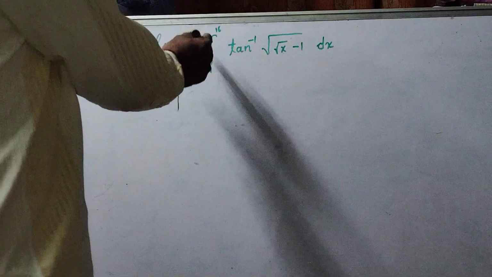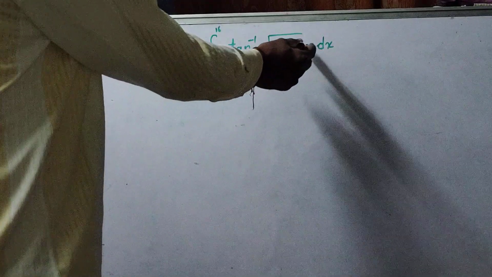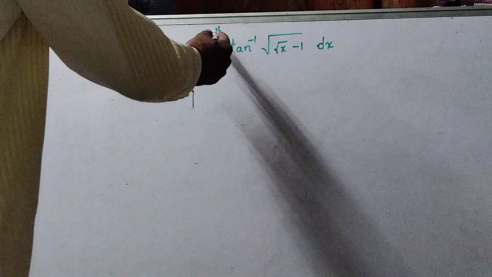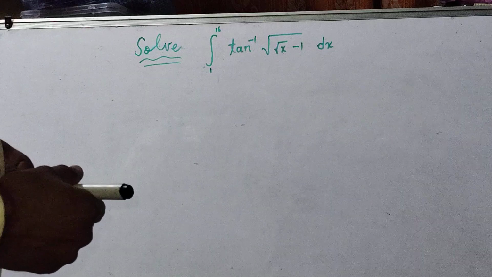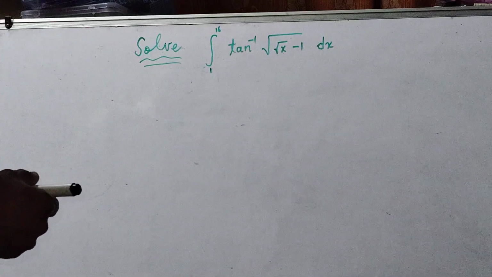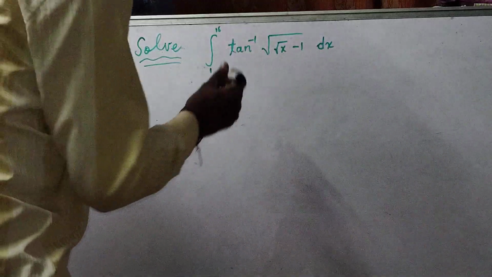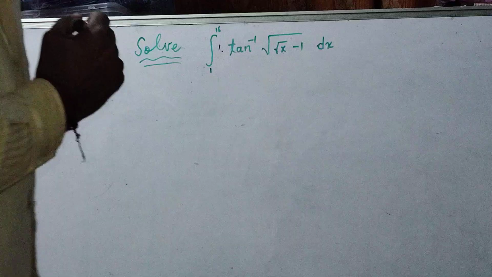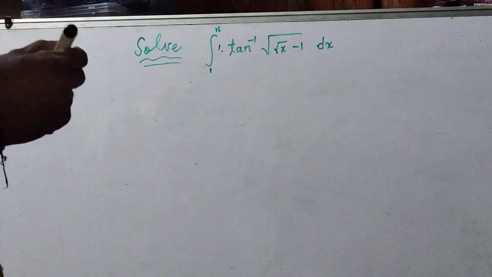Integrate from 1 to 16 of tan inverse of square root of (square root x minus 1) dx. This integration sign is the definite integration sign, and this is a definite integration chapter problem. So how do we solve it? This is solved by using integration by parts.